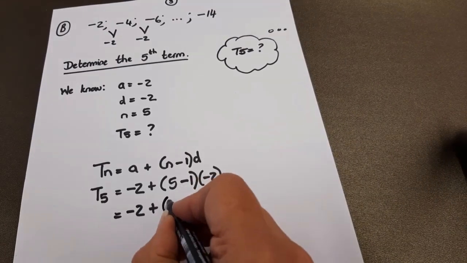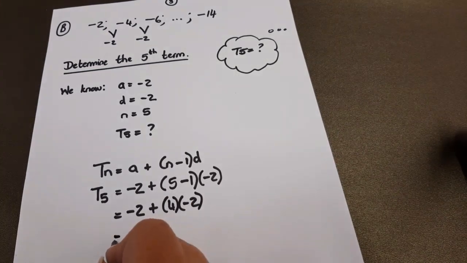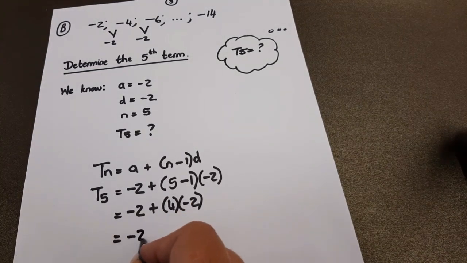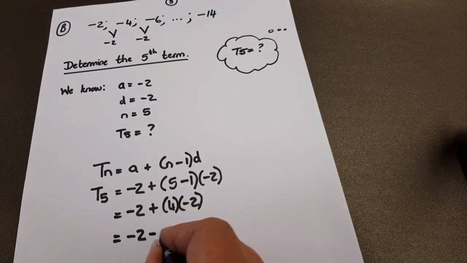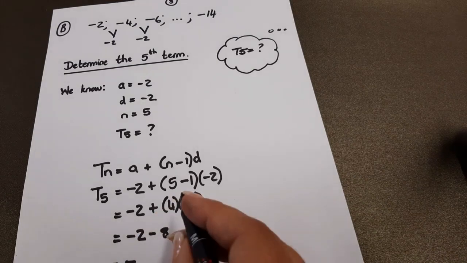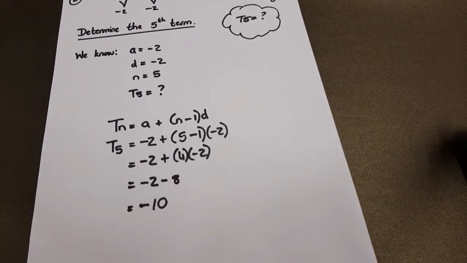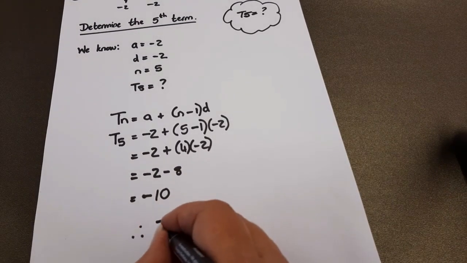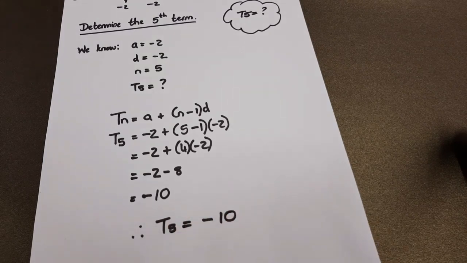5 minus 1 gives you 4 in that bracket, times minus 2. So it will be minus 2, and 4 times minus 2 gives me minus 8. And the answer is minus 2 minus 8, which is minus 10. Therefore, term number 5 equals negative 10.